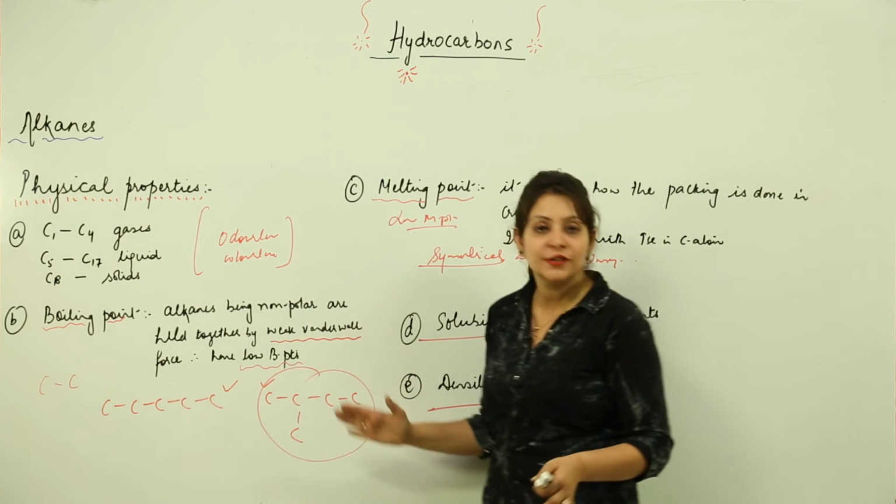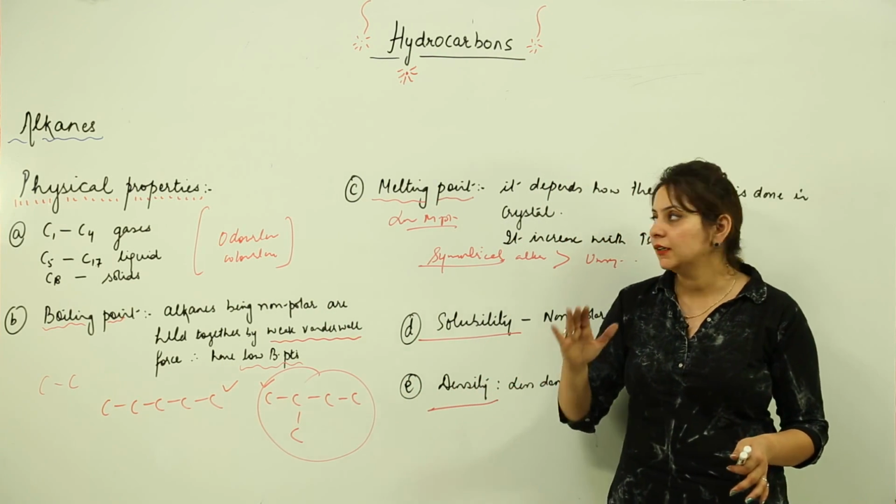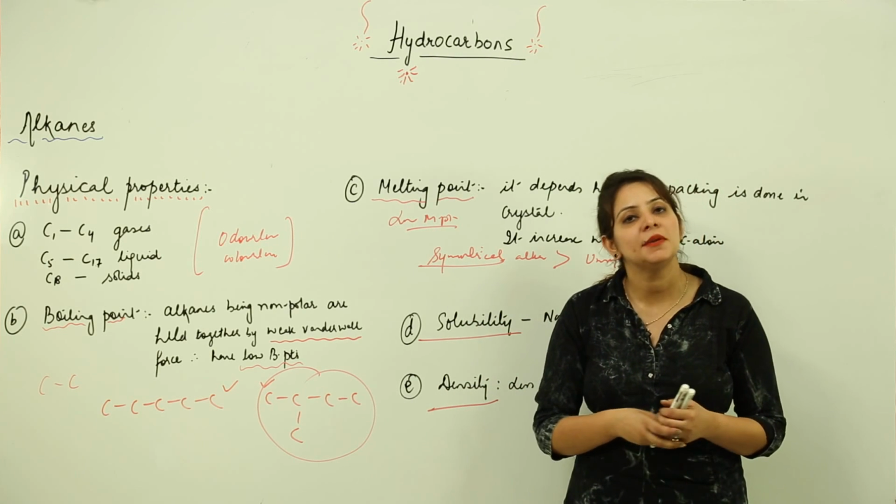So these are the physical properties of the alkanes. Now we are going to start with the chemical properties.